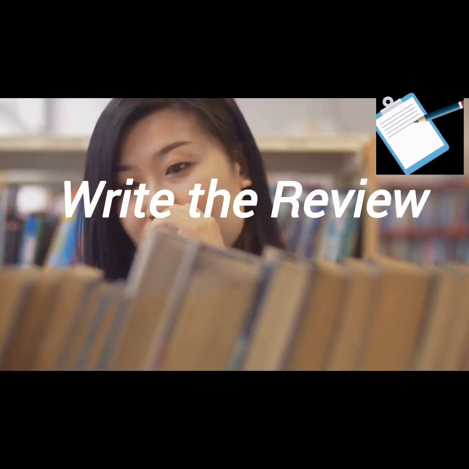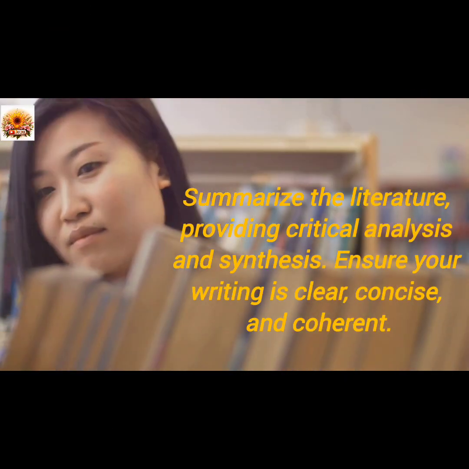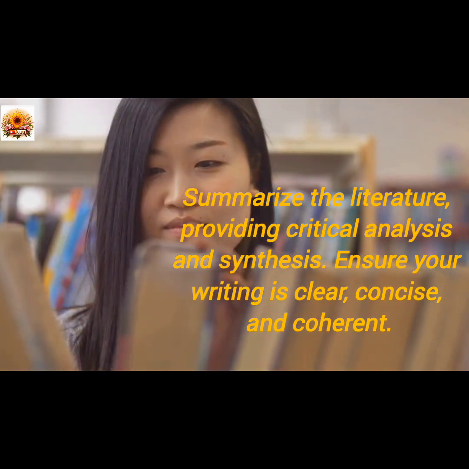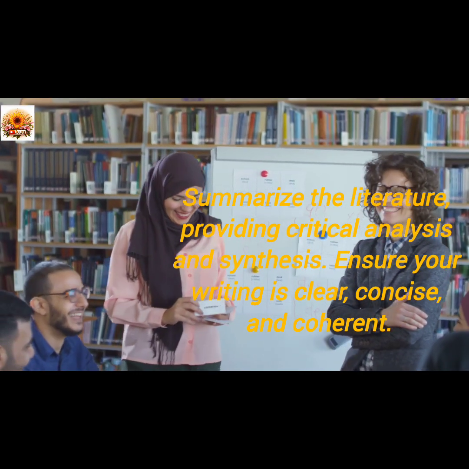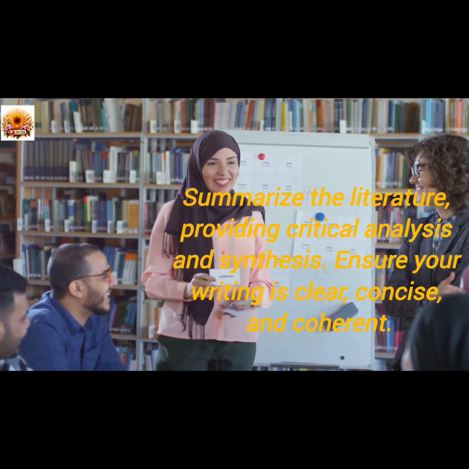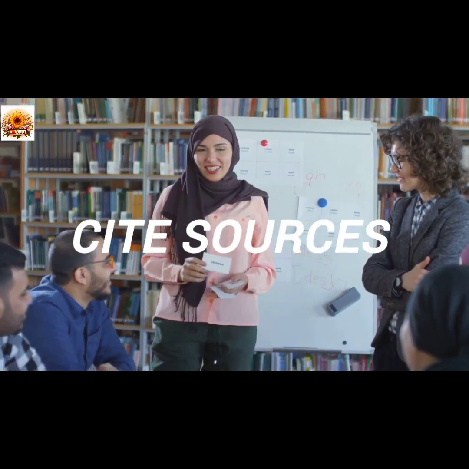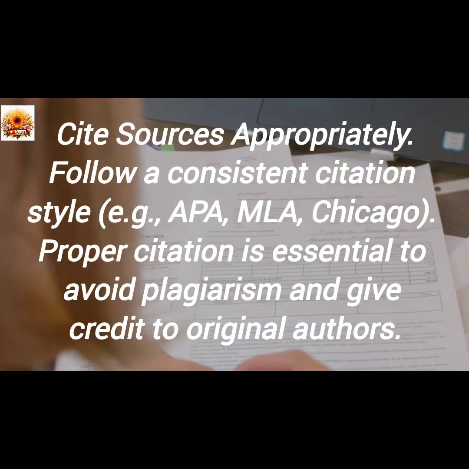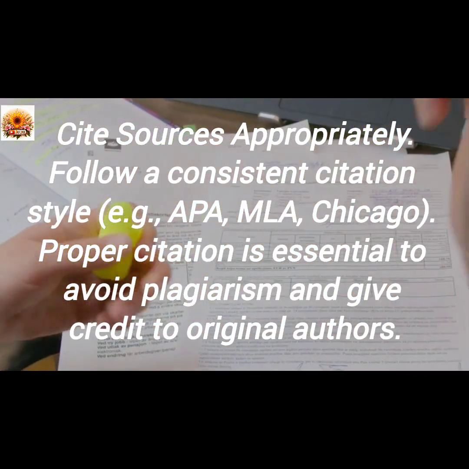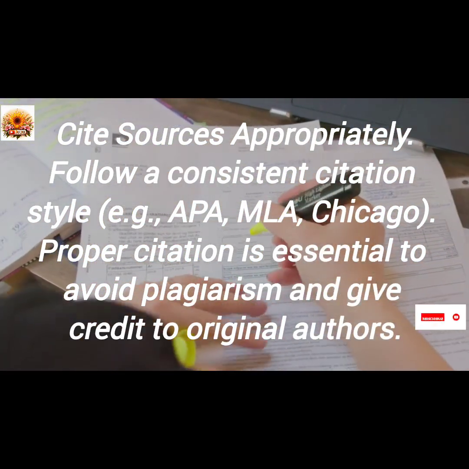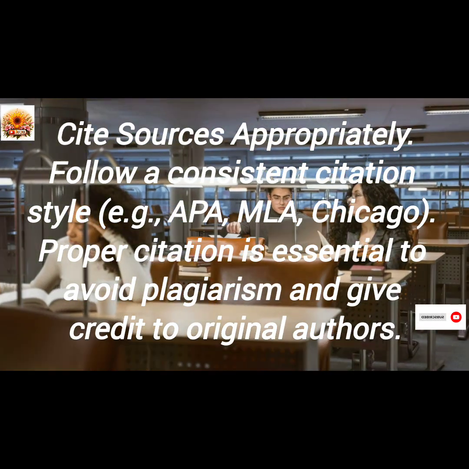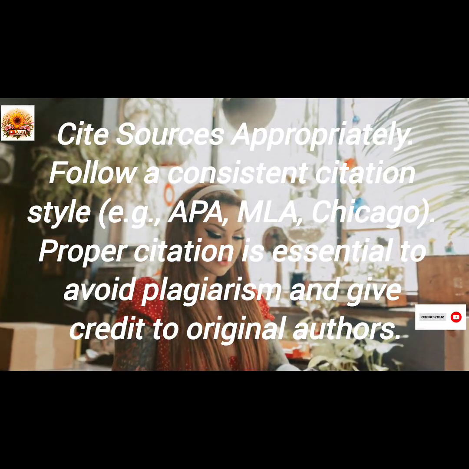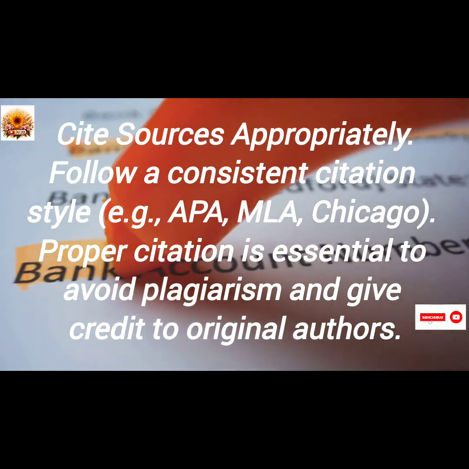Next, you will write the review. Summarize the literature, providing critical analysis and synthesis. Ensure that your writing is clear, concise, and coherent. Next is to cite the sources appropriately. Follow a consistent citation style, for example APA, MLA, or Chicago. Proper citation is essential to avoid plagiarism and give credit to the original authors.